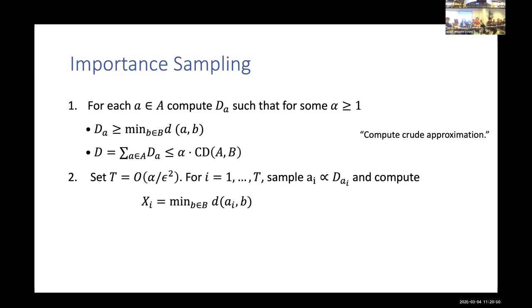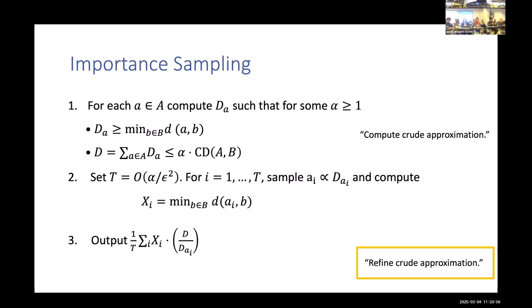So if you have a bigger dA, you sample with higher probability. And then for each sample I have, I'm going to actually go through and compute the true nearest neighbor. And then I'll just output this standard importance sampling thing. I output the distances of the points that I sampled, the exact distances, but then I renormalize them by the probability that I sampled them, 1 over the probability I sampled them.